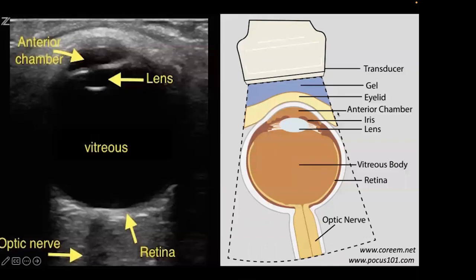And so again, here's a review of the relevant structures. We have the cornea anteriorly, anterior chamber, we have the iris, the lens, the vitreous, the retina, then the optic nerve, through which the central retinal artery and vein run.